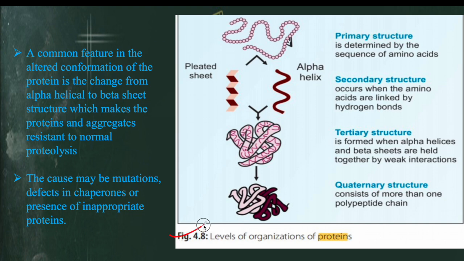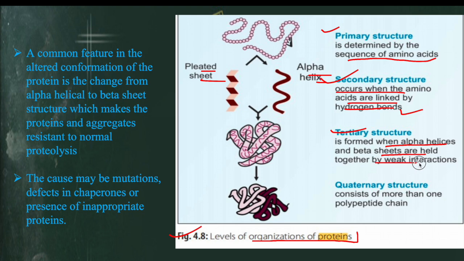Now, as you all know, there are 4 levels of organization of proteins. The first one is primary structure. The primary structure is determined by the sequence of amino acids. Now, the secondary structures, which are the beta sheet and alpha helix structures, occur when the amino acids are linked by hydrogen bonds. Now, this forms into the tertiary structure when alpha helices and beta sheets are held together by weak interactions, as you can see in this pic. And the fourth one is quaternary structure. It consists of more than one polypeptide chain.